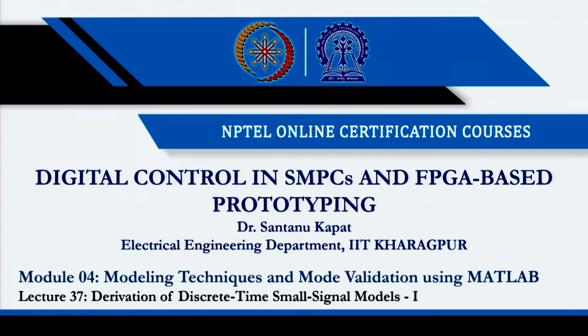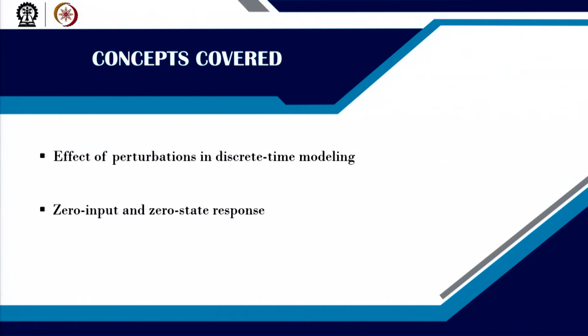So, in this lecture we are going to talk about derivation of the discrete time small signal model, and there are two parts. This is part 1, and in the next lecture we will continue with part 2. In this lecture we will first talk about the effect of perturbation in discrete time modeling, then the zero input and zero state response, that means the effect of perturbation in the initial state and the effect of perturbation in both the initial state as well as the duty ratio, that is the control input, and finally we want to derive the discrete time small signal model.